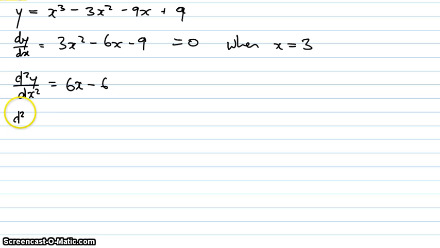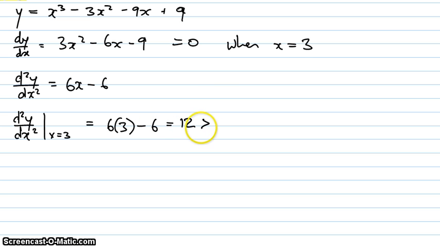So d2y dx squared when x equals 3 is equal to 6 times 3, which is 18, minus 6, which is 12, which is bigger than 0. Therefore, x equals 3 is a maximum point. And that is it for question 13.